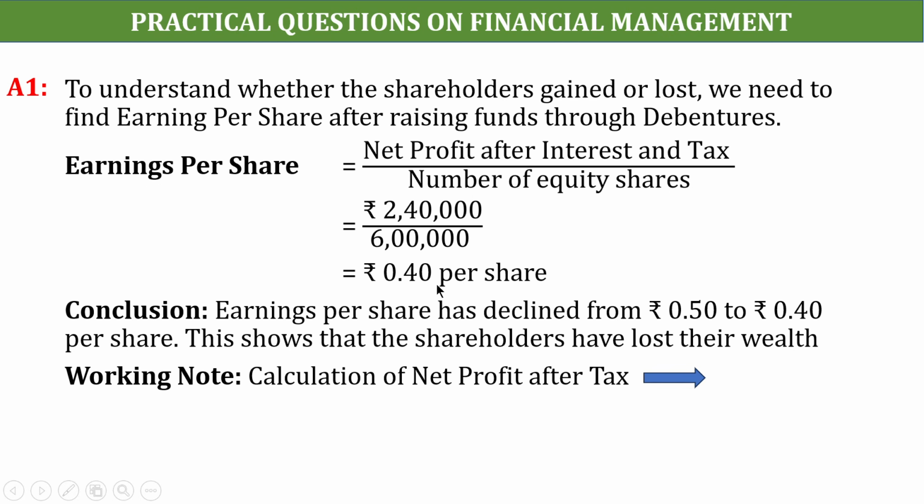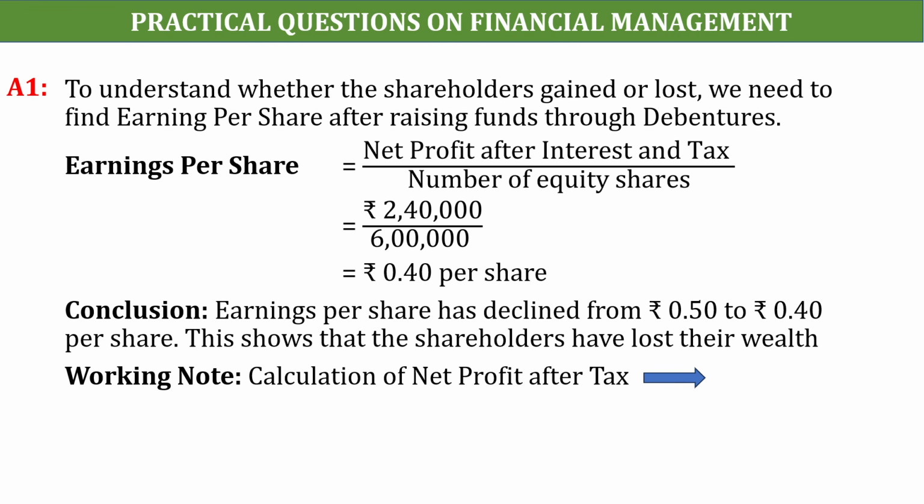Now what can we conclude? Before raising the fund through the debt component, earning per share was rupees 50 paisa, and now it is rupees 40 paisa. It means the earning per share has declined. After raising the fund from the debt component, instead of an increase in the earning per share, it has decreased.